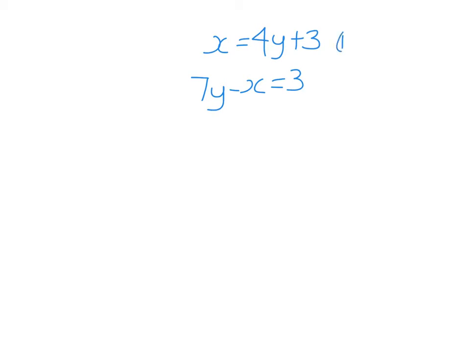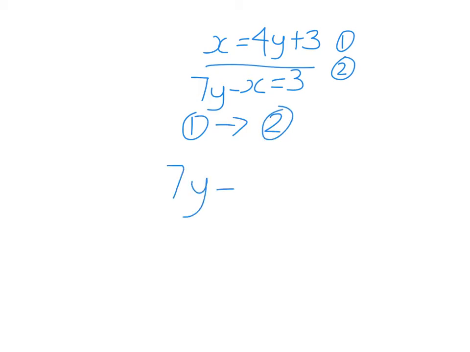So if I call this the first and this the second equation, note that this is in the form y equals something or x equals something. So because it's x equals something, I'm going to substitute the first equation into the second equation. So I take my second equation, and everywhere I see an x, I'm going to rub that out, and I'm going to replace it with 4y plus 3, because x is the same as 4y plus 3.